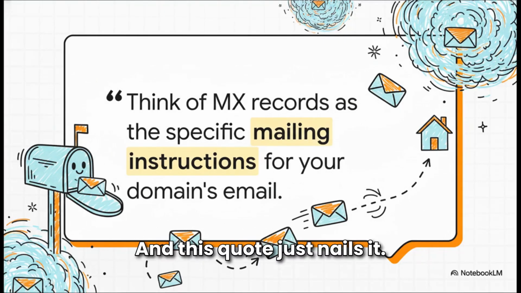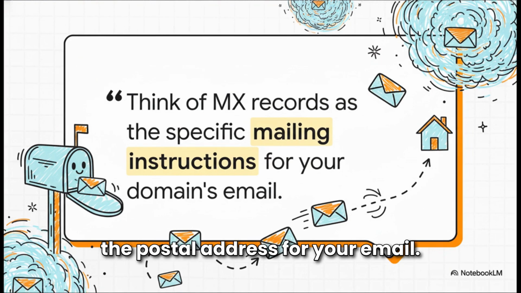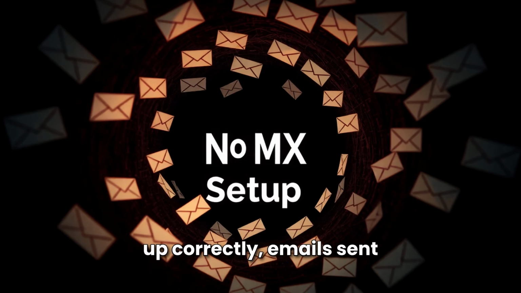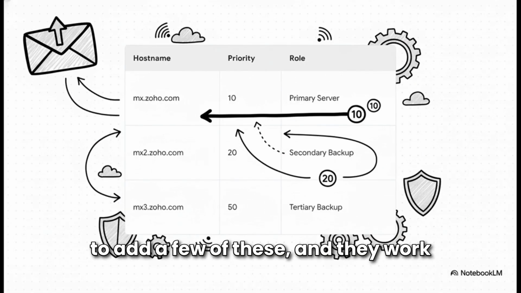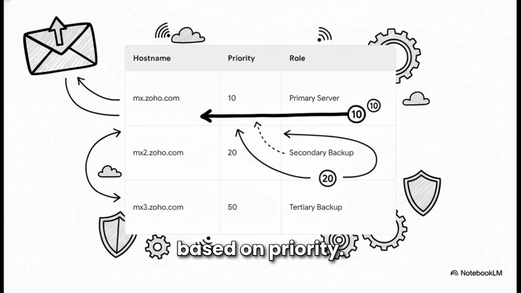And this quote just nails it. Your MX records are literally the postal address for your email. If you don't have them set up correctly, emails sent to you have no idea where to go and they just vanish. You'll notice you have to add a few of these, and they work based on priority.